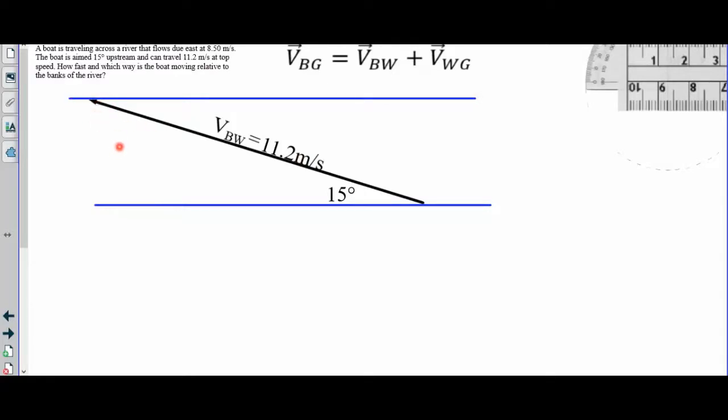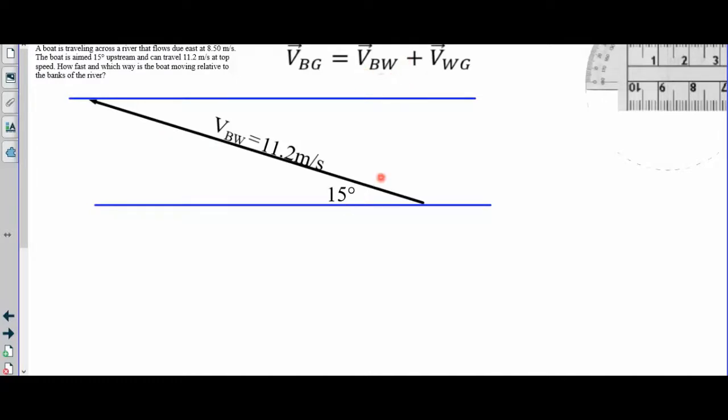I didn't say if it was going north or south, so I could have drawn this thing at 15 degrees going south if I really wanted to. I just chose north for no reason. At the end of the day, it's not going to matter, and I'll show you how I represent my answer in this context. So if you just draw it, assume it's going north for now, that should be good enough for our purposes.